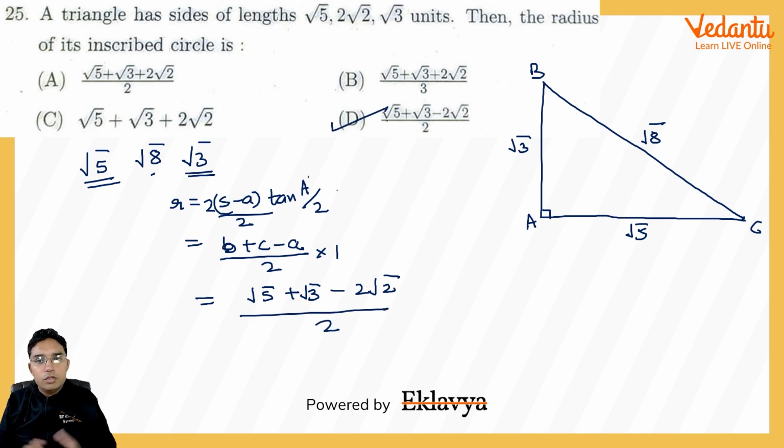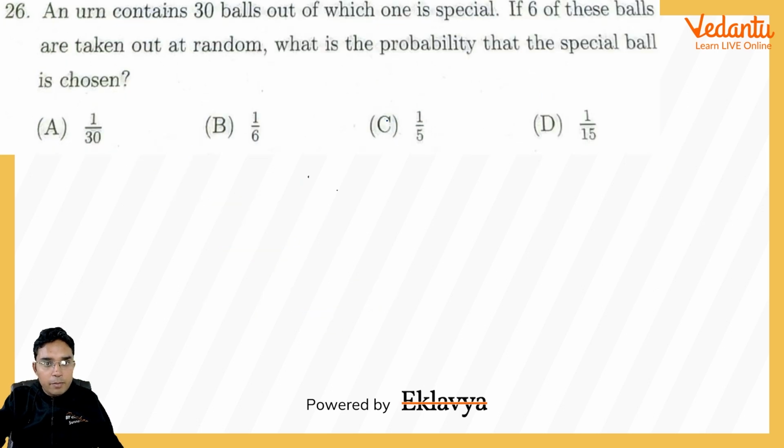So this question is also, I think, easy only. Coming to the next question, that is 26. It says an urn contains 30 balls, out of which one is special. 6 out of these balls are taken out at random. What is the probability that the special ball is chosen? I think this is again an easy question.